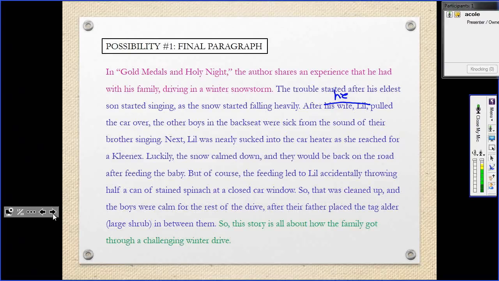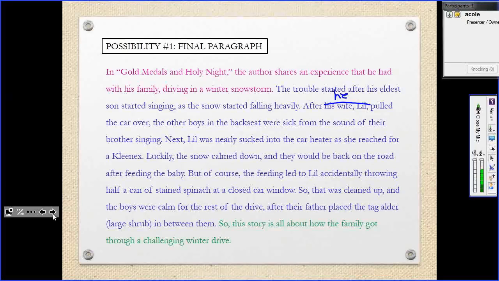So you can see how I've got my topic sentence and my concluding sentence that explains the whole thing in one sentence, right? My topic sentence includes the title of the story in it, and my concluding sentence doesn't, and it's similar but not exactly the same, right? So remember, I started off with, in Gold Medals and Holy Night, the author shares an experience that he had with his family driving in a winter snowstorm. And then I share the details in my own words, and then I finish with something like, so this story is all about how the family got through a challenging winter drive.